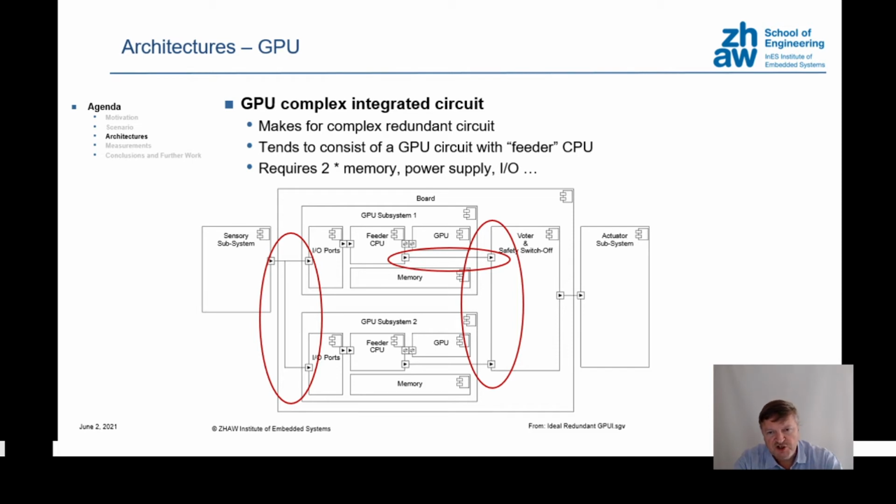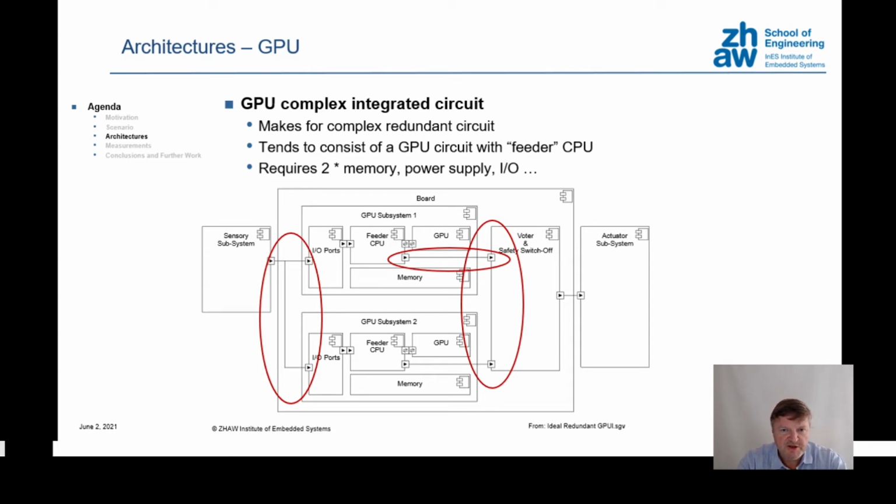So if we take a GPU application and we try to make it redundant, then we have a GPU, which is in itself a complex system. It is generally speaking used in an environment where we have a feeder CPU that feeds the GPU with both data and executable code. And this will make for a complex redundant circuit, as the CPU-GPU tuple will require its own memory and own input ports and signal conditioning circuits. So we have subsystems which are essentially independent of each other in such a redundant architecture.